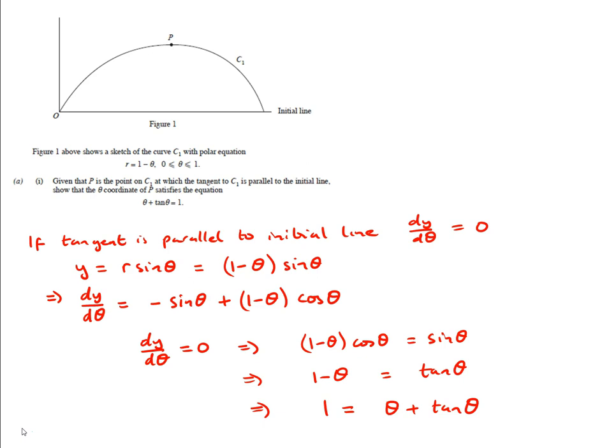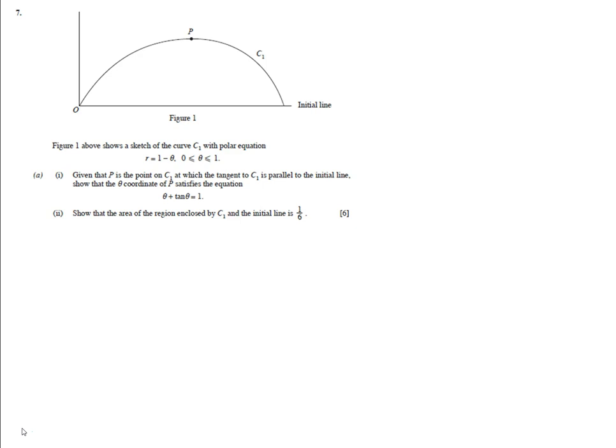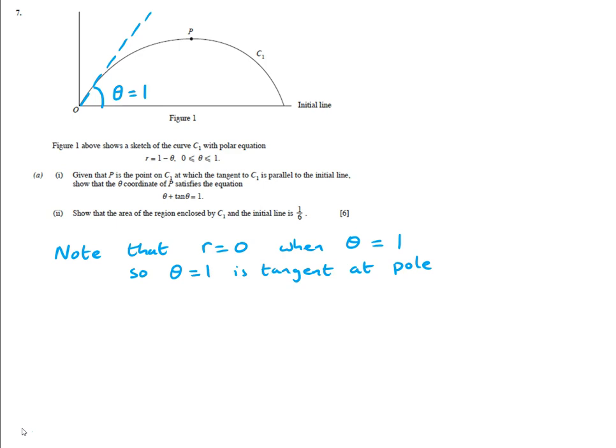Moving to the second part of the question, we have to show that the area of the region enclosed by C1 and the initial line is 1/6. Well, notice that r equals 0 when theta equals 1. That means that the ray theta equals 1 is tangential at the pole. So the area that we're being asked for is the area underneath the curve, or the area formed by the curve and the rays theta equals 0 and theta equals 1.